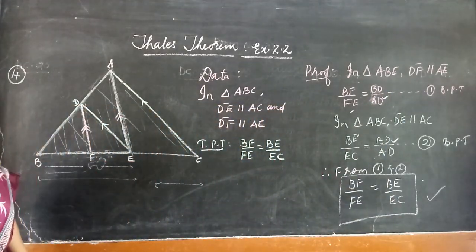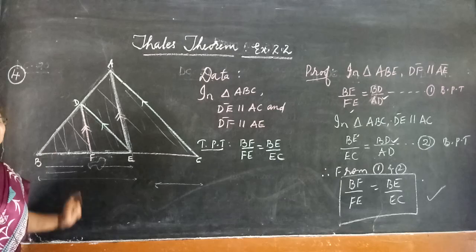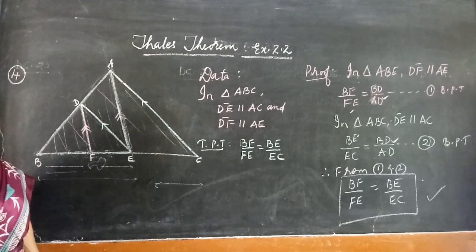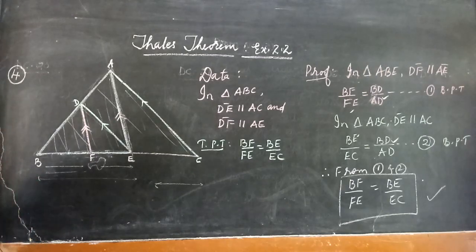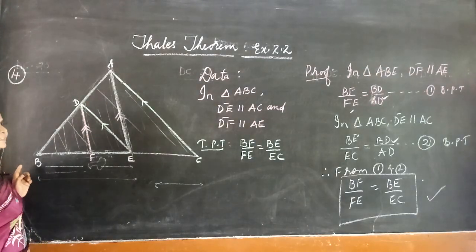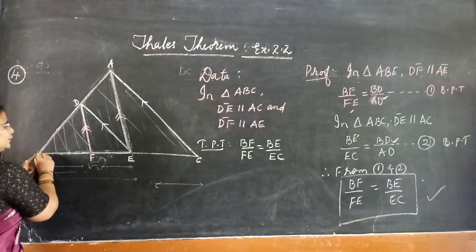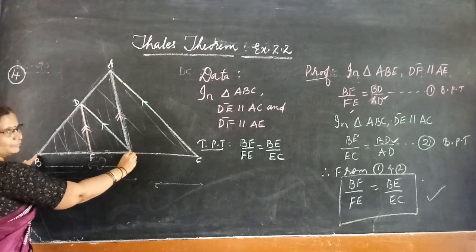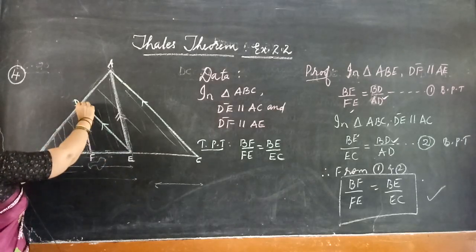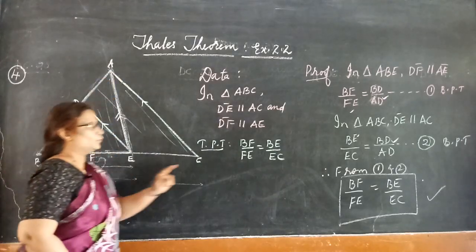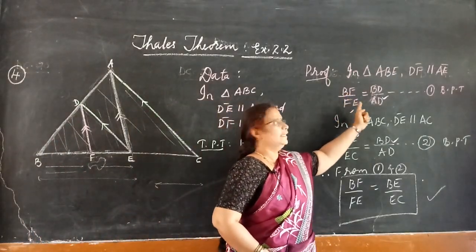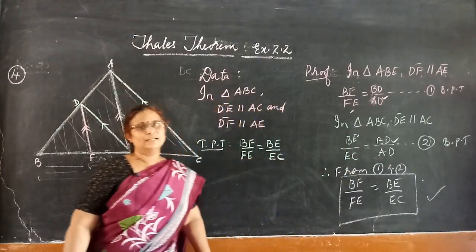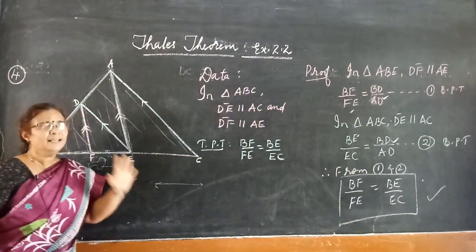And as we all know, in Thales theorem, if a line is drawn parallel to any side of a triangle, then it divides the other 2 sides in the same ratio. Which is the ratio here? BF by FE. These 2 sides are divided in the equal ratio, BD by AD. That's what I have shown. BF by FE is equal to BD by AD. Call this equation 1, and the reason is basic proportionality theorem.